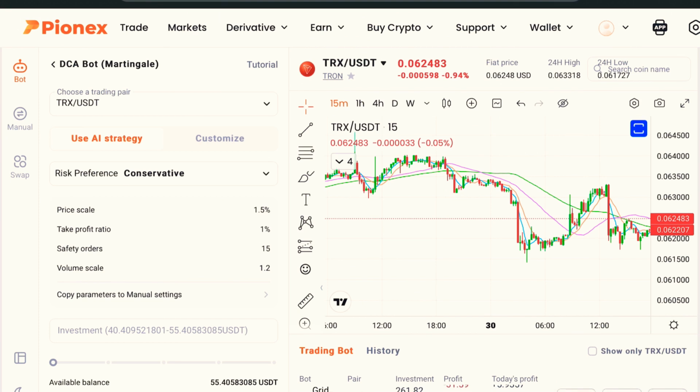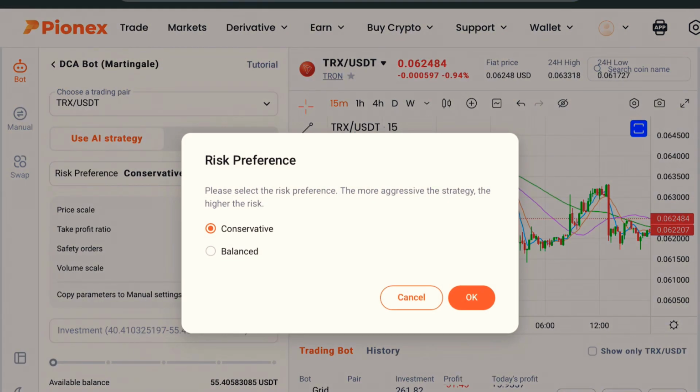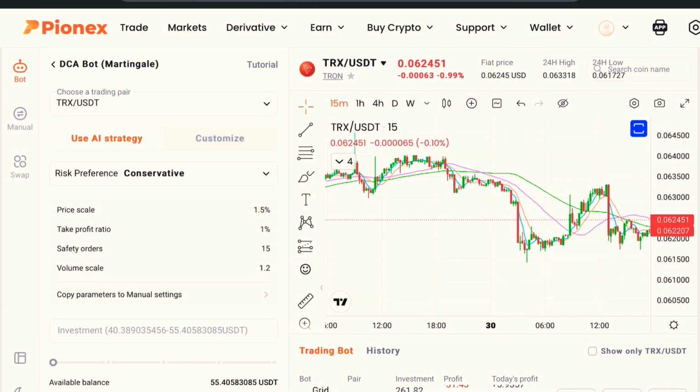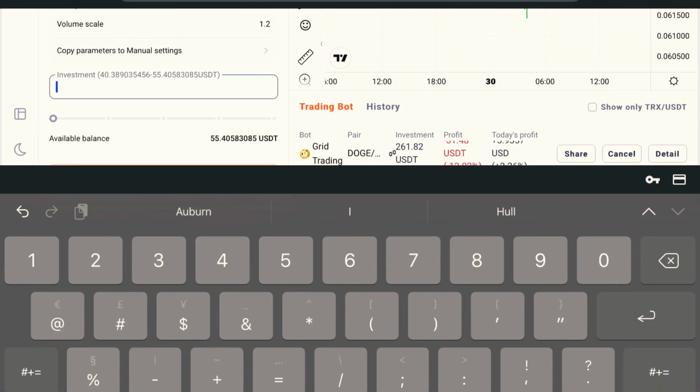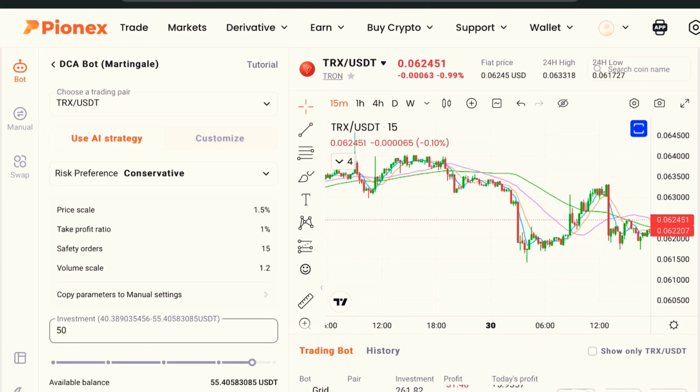And also, if it goes up by any means, we'll continuously make profit. So you see here that you're going to be in a win-win situation anywhere you would be going. So let's check the conservative option. Okay, so I'll be employing $50 here for this bot, right? So now what's going to happen is our price scale is 1.5, take profit ratio is 1%, safety orders is 15, and the volume scale is 1.2.